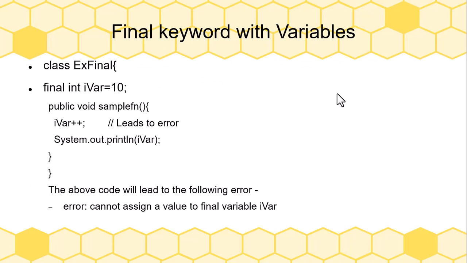We have a class called xFinal. The xFinal class has a variable iVar, which is declared with the final modifier. So inside the class, any attempt to alter iVar will end up in a compiler error, as shown at the bottom of this slide.